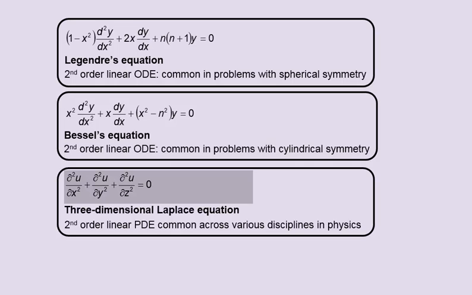The second partial derivative of u with respect to x plus the second partial derivative of u with respect to y plus the second partial derivative of u with respect to z equals 0. This is the three-dimensional Laplace equation. It's a second order linear PDE common across various disciplines in physics.